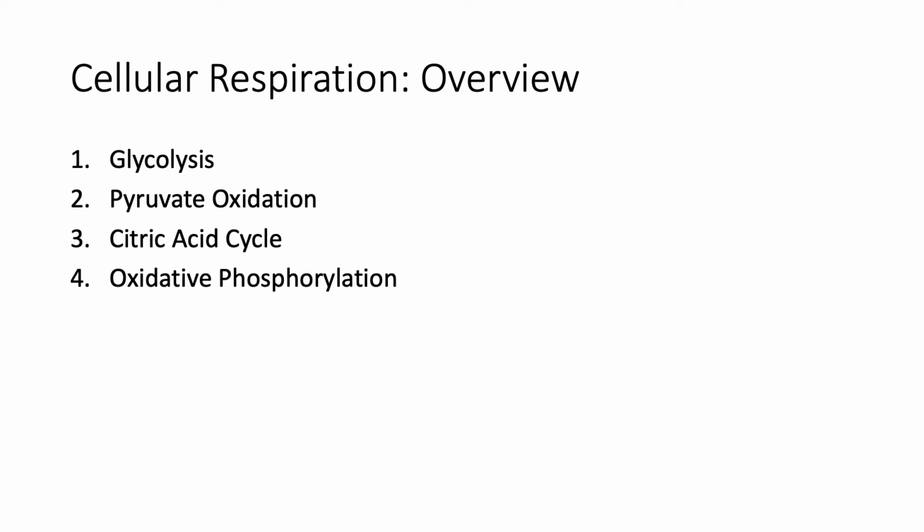Okay, so here's a quick overview of the individual steps of cell respiration. By the end of this lesson, you should know all of these and generally what they do. We'll start with glycolysis, which is where glucose is first broken down into two smaller molecules called pyruvate, which are then modified in the pyruvate oxidation step to prepare them for the citric acid cycle.